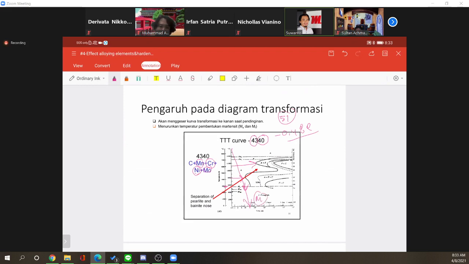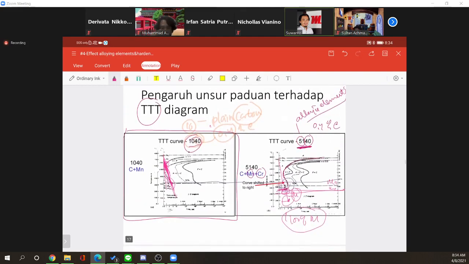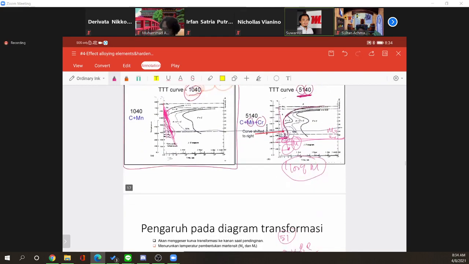So this is the idea of adding alloying element into the TTT diagram and how its effect to the formation of martensite, right? But as you see, the only thing that can be transformed into martensite is austenite, okay? So this austenite area should be present in the phase diagram. Otherwise, it's not possible for someone to make any martensite. So this is the effect of alloying element into the TTT diagram. It's quite not difficult to follow actually.